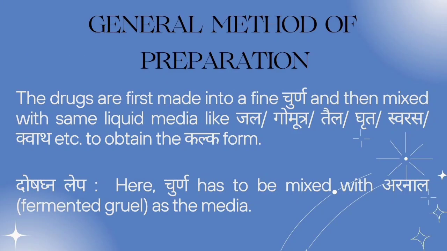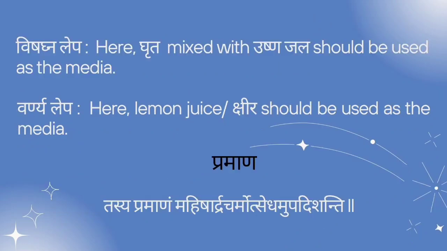General method of preparation. The drugs are first made into a fine churna and then mixed with liquid media like jala, gomutra, taila, grita, swarasa, kwata, etc. to obtain the kalka form. Doshagna lepa: here churna has to be mixed with aranala as the media. Vishagna lepa: here grita mixed with ushna jala should be used as the media. Varnya lepa: here lemon juice or kshira should be used as the media.